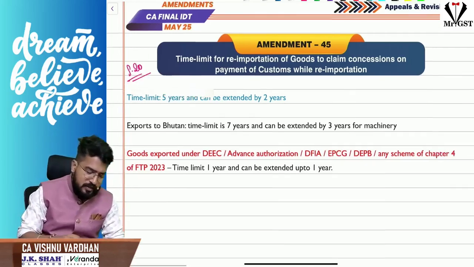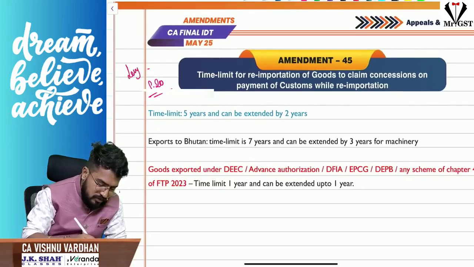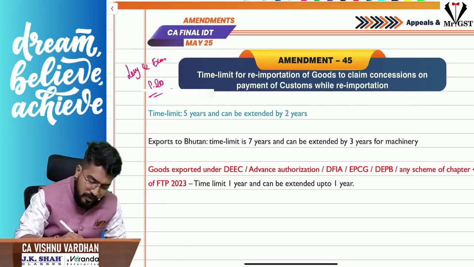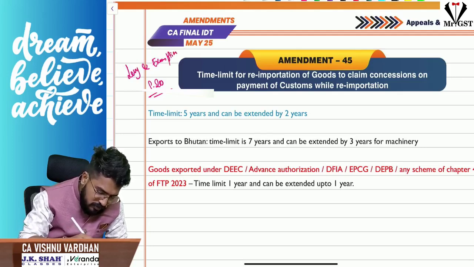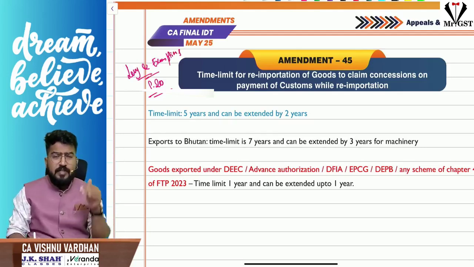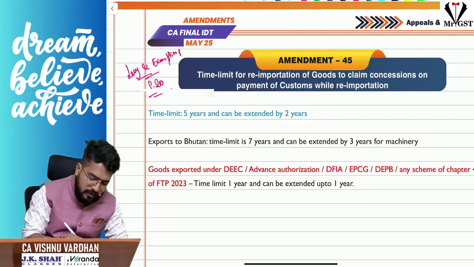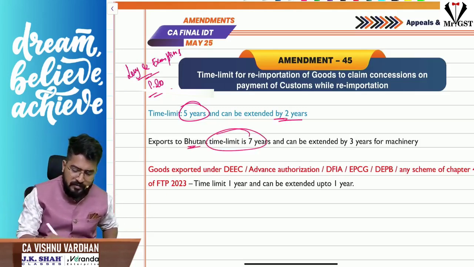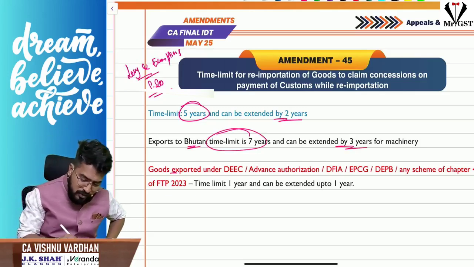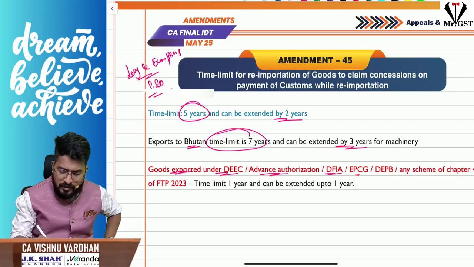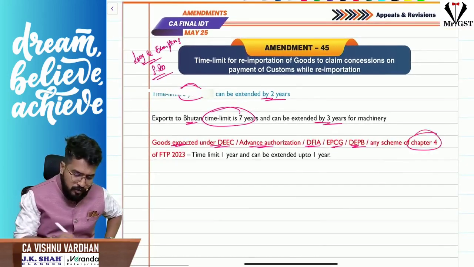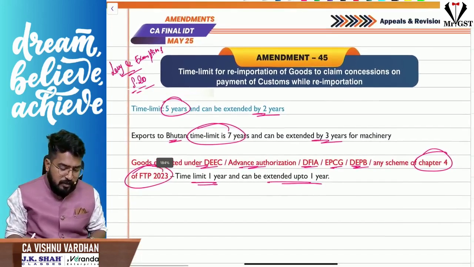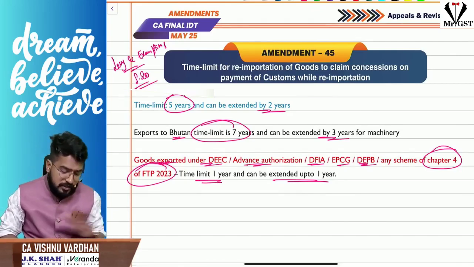in the first chapter of customs, levy and exemptions, section 20 says that the time limit for re-importation was earlier 3 years, now they have modified it to 5 years. It can be further extended by 2 years. But if it is exports to Bhutan, the time limit is 7 years and can be extended by 3 years later on. If the goods are exported under Advance Authorization, DFIA, EPCG, or any other scheme of Chapter 4 of FTP 2023, the time limit is 1 year and can be extended up to 1 year. So this is the time limit for importation of those goods for claiming the concessions under customs.